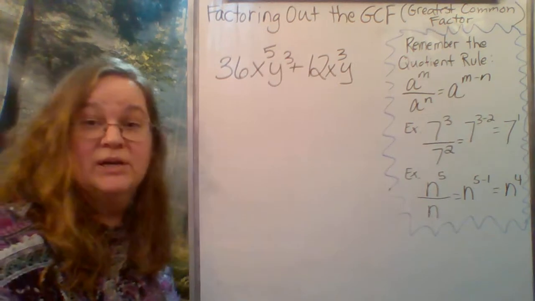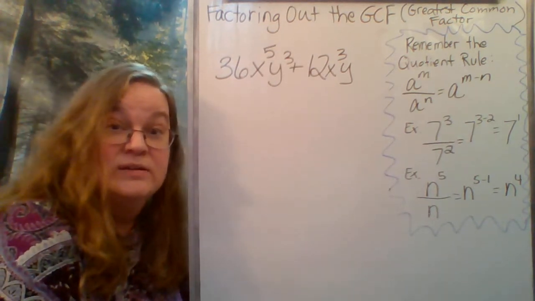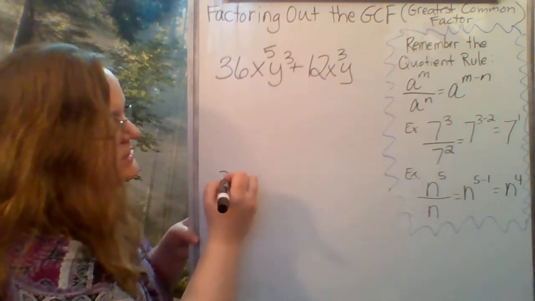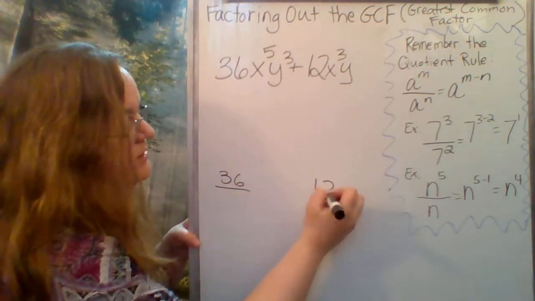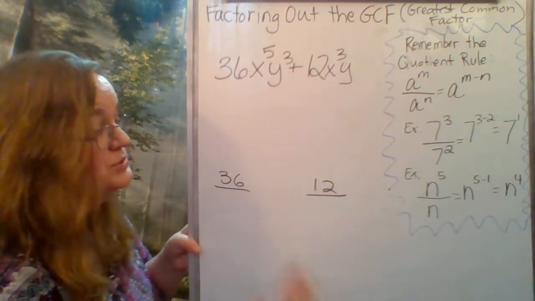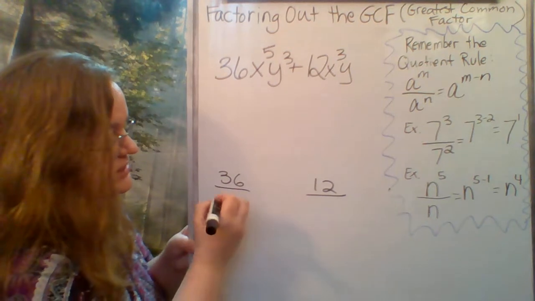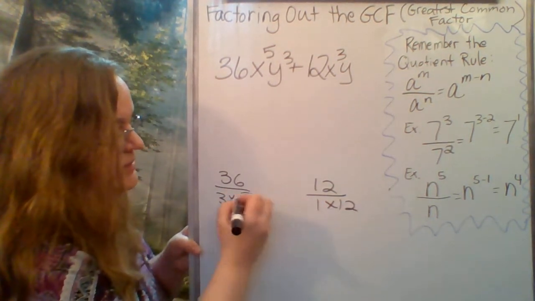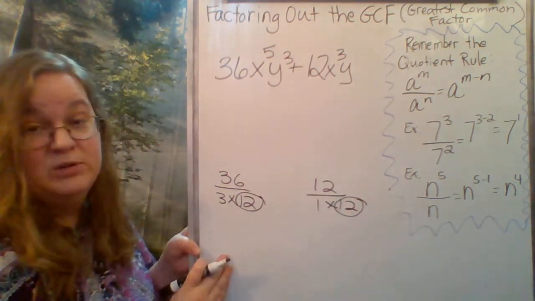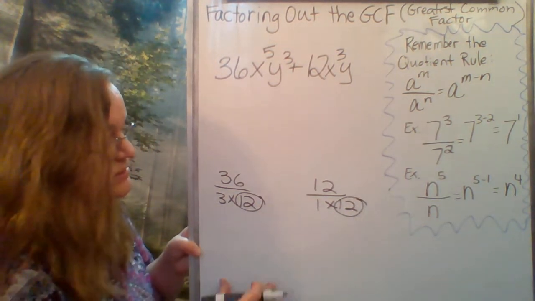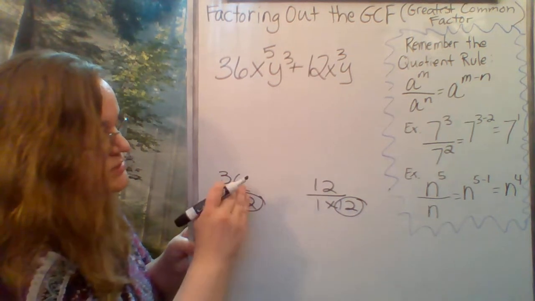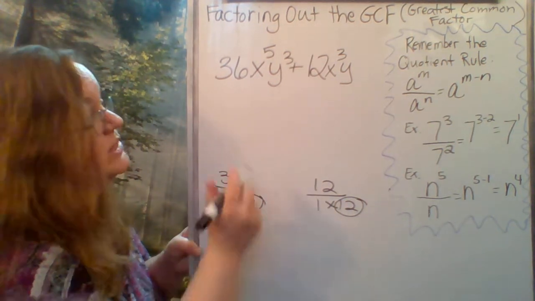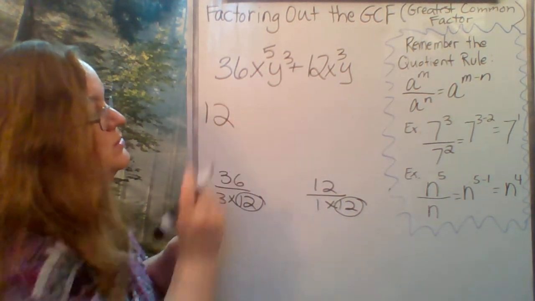Okay. So again, I'm going to take a look at this and start with the numbers. I've got 36 and 12. Well, if you know your multiples, you know that 12 goes into 36 3 times. So the largest common factor is going to be 12. You could list the rest of them out, but since 12 goes into 36, 12 is going to be the greatest common factor. So that's the number I'm going to pull out.